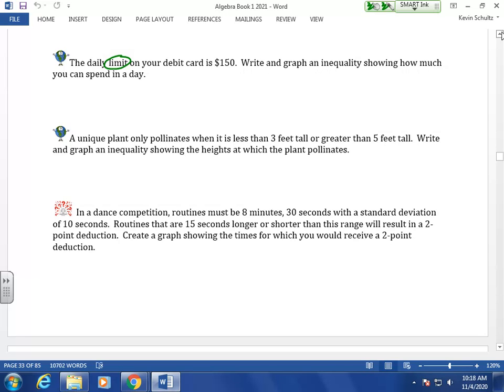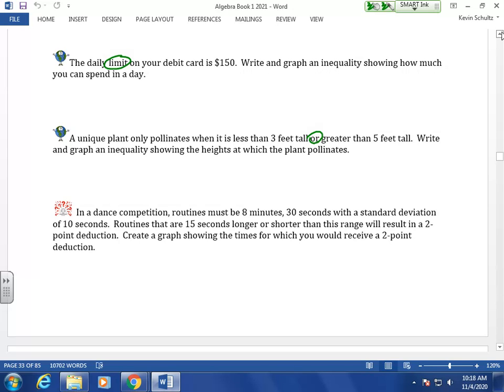Then a unique plant only pollinates when it is less than 3 feet tall or greater than 5 feet tall. Write and graph an inequality showing the heights at which the plant pollinates. What type of statement do you think that one's going to look like? And or? Joey? What? It's or, right? Look, it says right there. Okay, that's a good hint.